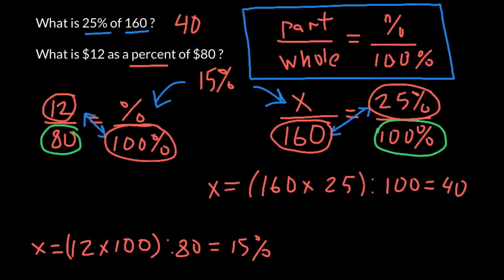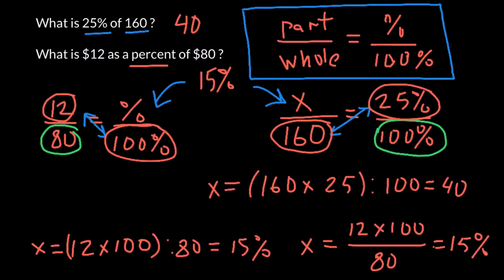And of course we can write this as a fraction. So x would equal 12 multiplied by 100 and divided by 80. And we're still going to get our 15%. And once again, if the first question was about finding a part, we put x here. The second question was about finding a percent, so we put our x here.